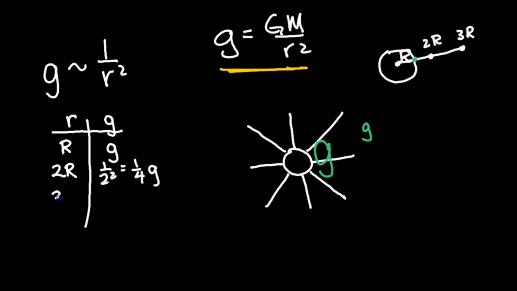What about if we move 3r distance away from the center of the planet? Well, if we plug it into our equation, we get 1 over 3, and we don't want to forget to square that, and we get 1 over 9, 1/9 the gravitational field that we had originally. So for the inverse square law, to calculate that, you can basically take the change in the distance, take the inverse of that, and make sure you square that.